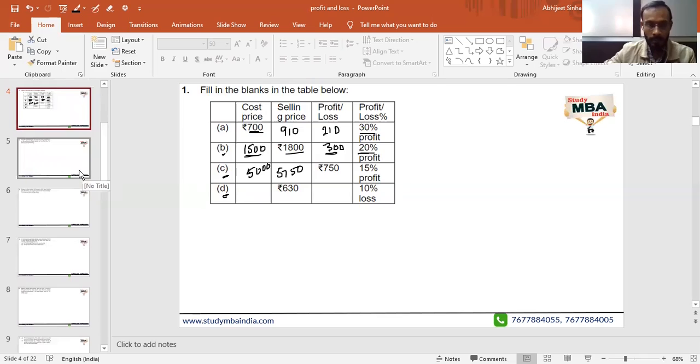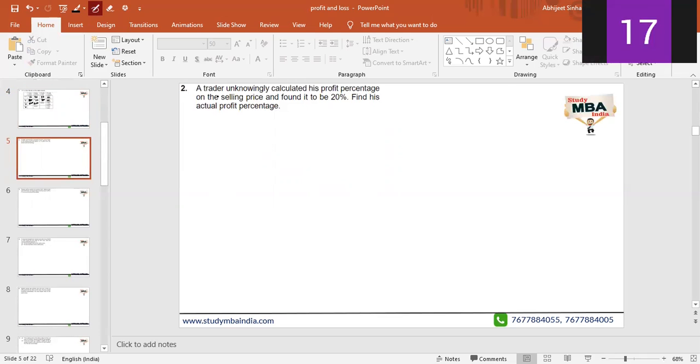So now we look at the next questions. This question is visible? Yes, sir. Question says that a trader unknowingly calculated his profit percentage on the selling price and found it to be 20%. Find his actual profit percentage. What mistake he did is that, instead of calculating with respect to the cost price, by mistake he calculated with respect to selling price, right?